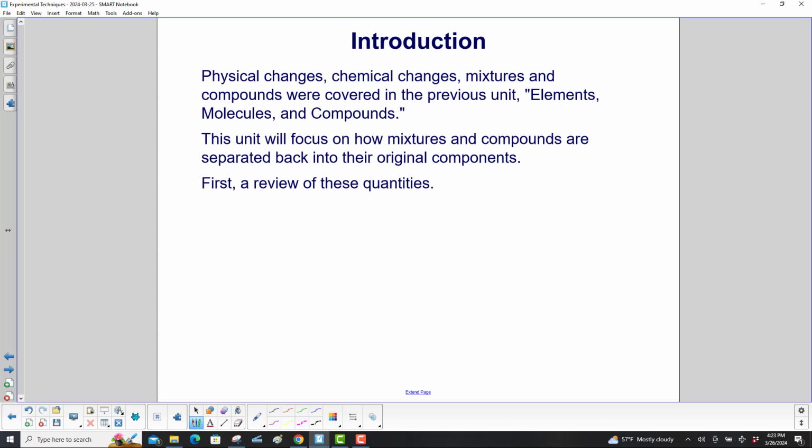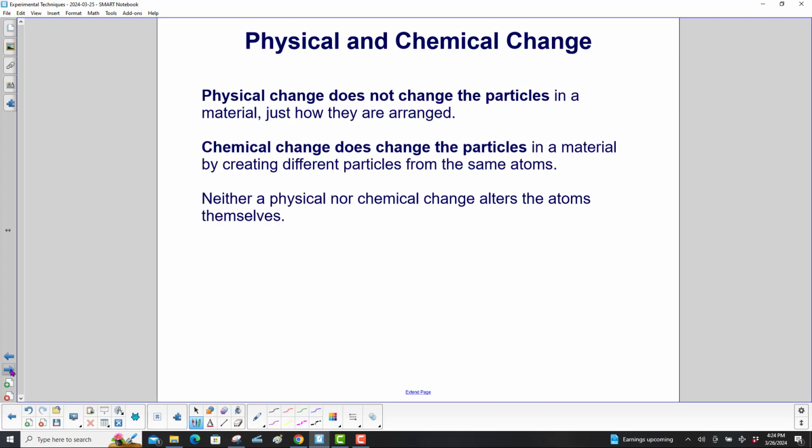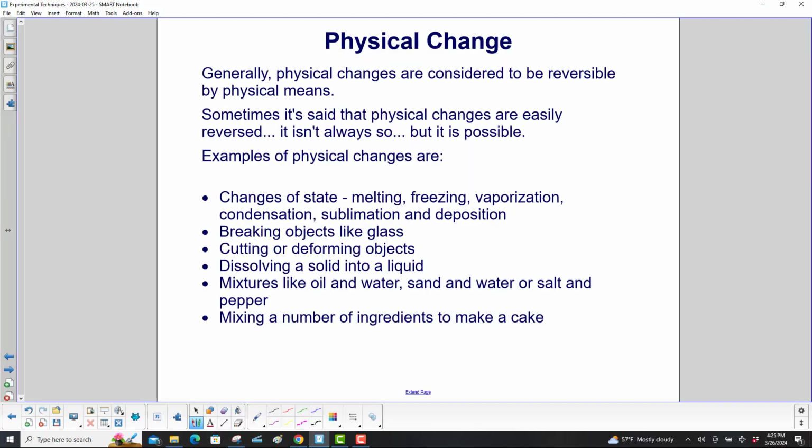First, review these quantities. Physical change does not change the particles in a material, just how they are arranged. Chemical change does change the particles in a material by creating different particles from the same atoms. Neither a physical nor chemical change alters the atoms themselves. Generally, physical changes are considered to be reversible by physical means. Sometimes it's said that physical changes are easily reversed, but that isn't always so, but it is possible.